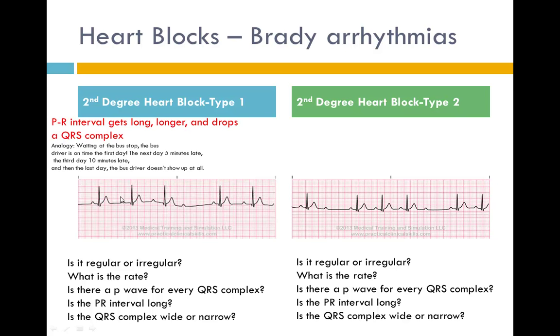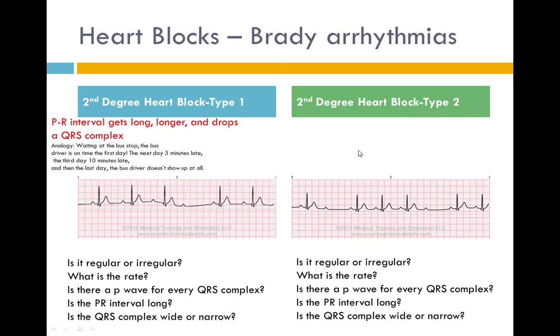So again, if I go back to my analogy, I'm waiting at the bus stop. The bus driver's on time the first day. Here's that PR interval. The next day, it's a little longer. That's, again, I have a 5-minute wait. And then the third day, I'm waiting for the bus, and I have a 10-minute delay because it's longer. And then the last day, the bus driver just doesn't show up. So again, that's second degree heart block type 1.